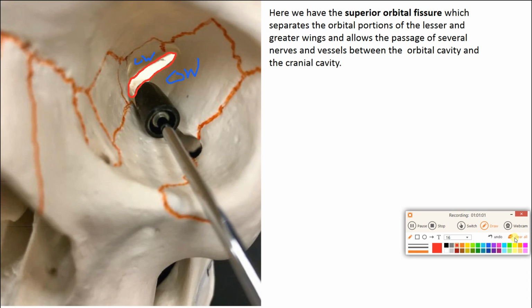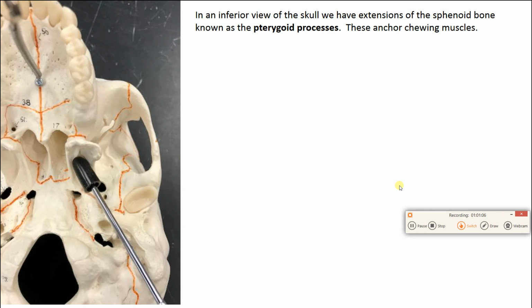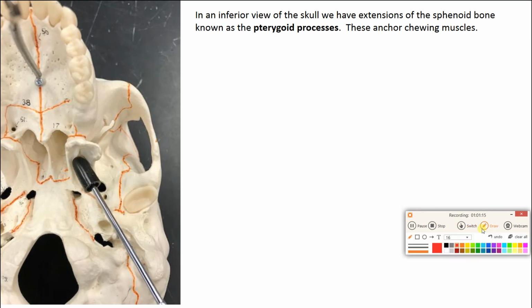All right. We are so close to being done with this sphenoid bone. Just one more piece. We're looking at an inferior view of the skull here. And we see a lot of good stuff here, okay? Let's start with something easy. We can see some teeth.